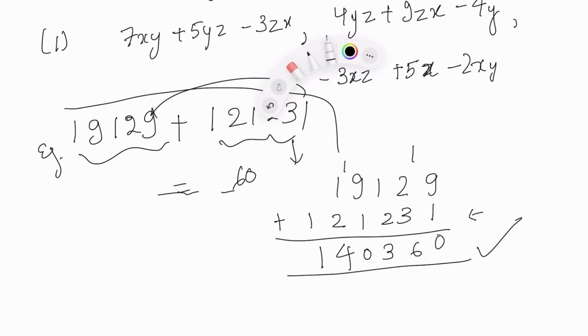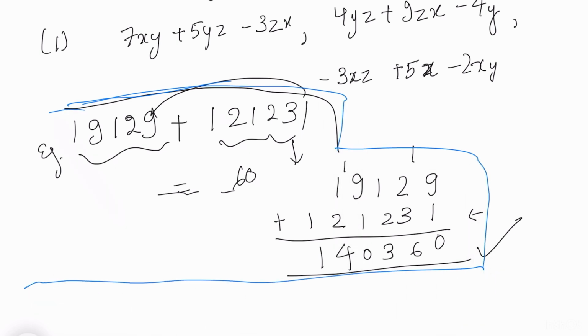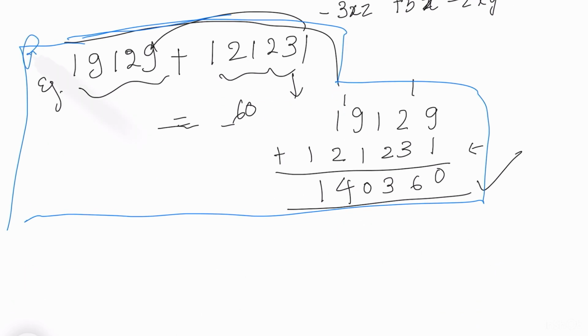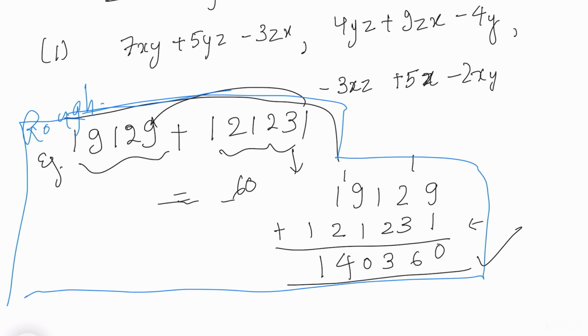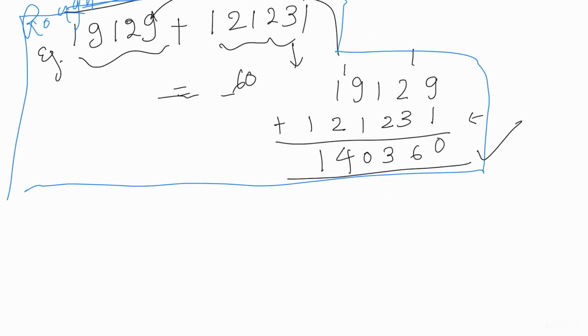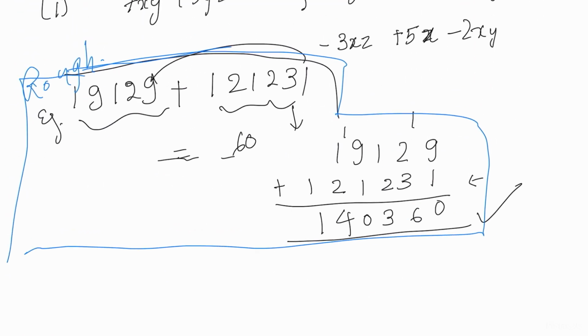I wanted to remove this, in a different color, so that you can see that this is not a part of your solution. Suppose this is rough work. Now your solution is there. Now how will you write these terms? Adding these terms, first you need to write them properly so that you can add. Like terms should be one below the other.